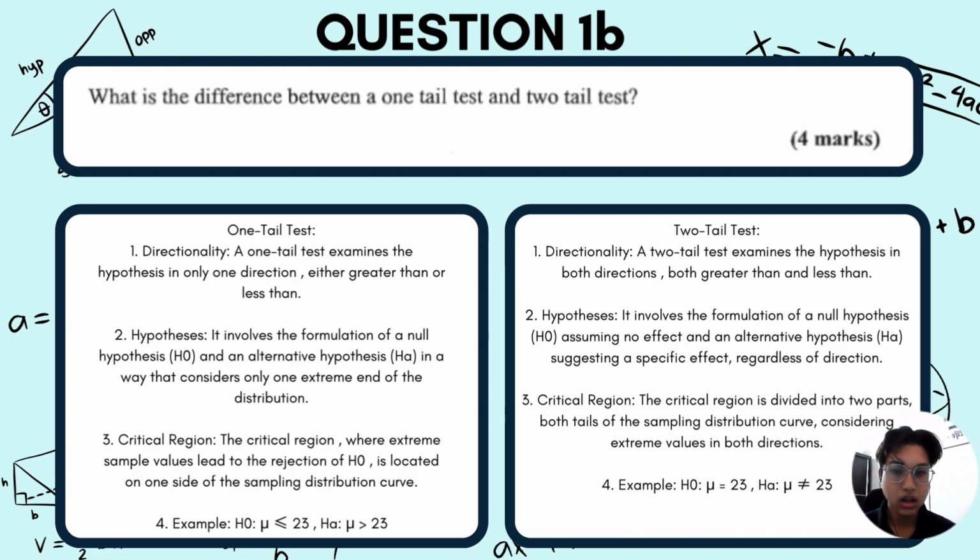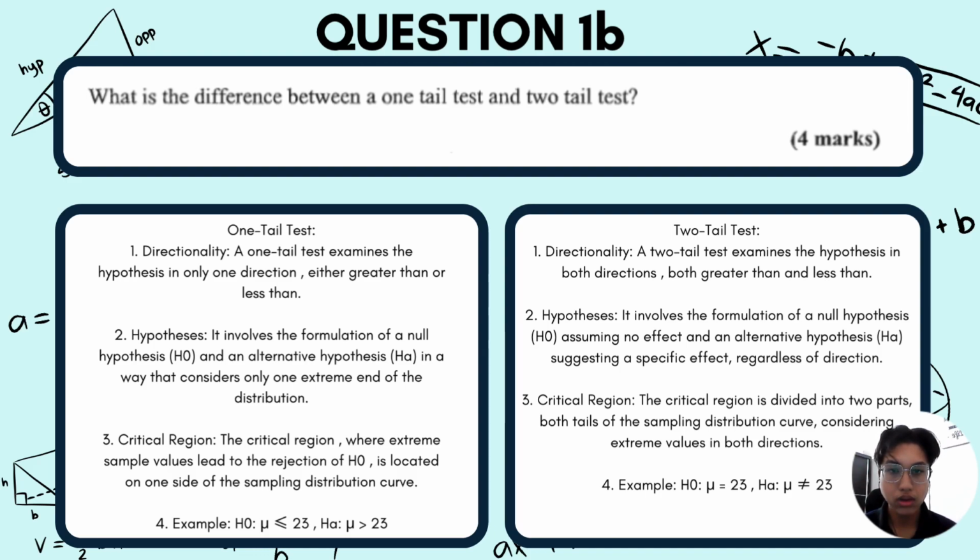For the two-tailed test, the hypothesis involves the formulation of a null hypothesis, H0, assuming no effect, and an alternative hypothesis, HA, suggesting a specific effect regardless of direction. For the critical region, in a one-tailed test, where extreme sample values lead to the rejection of H0, it is located on one side of the sampling distribution curve. For a two-tailed test, the critical region is divided into two parts, both tails of the sampling distribution curve, considering extreme values in both directions.